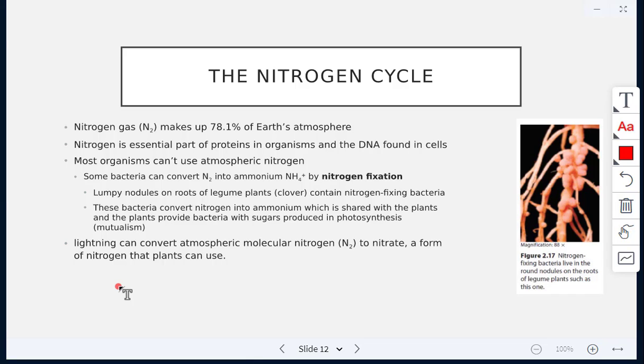But there are some bacteria that can convert that atmospheric nitrogen into ammonium, NH4+, and they do that by nitrogen fixation. So for example, in here we're looking at nitrogen fixing bacteria found in the nodules on the roots of some legume plants. Basically those lumpy nodules in legume plants contain nitrogen fixing bacteria, and they can take the nitrogen in the atmosphere and convert it into ammonium. Then it can be shared with plants, and the plants provide bacteria with the sugars produced in photosynthesis. So it's like a mutualistic relationship. Lightning's another method. Lightning can convert atmospheric molecular nitrogen to nitrate, which is a form of nitrogen that plants can use.